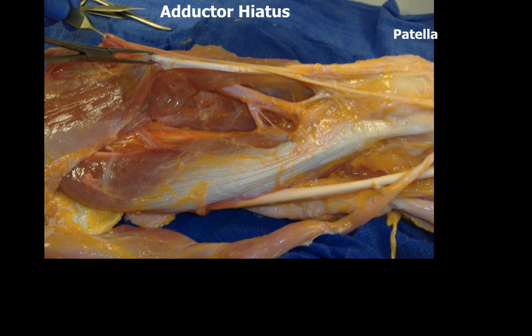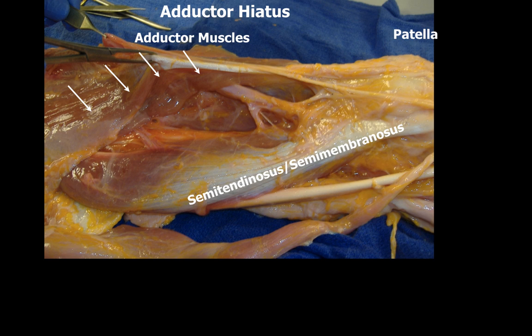In this medial view of the left thigh, the adductor muscles are being retracted anteriorly to display the deep surface of the adductor muscles. The femoral artery can be seen passing through the adductor hiatus and into the popliteal space where it becomes the popliteal artery. This adductor hiatus, or opening in the adductor muscle, also marks the distal limit of the adductor canal.